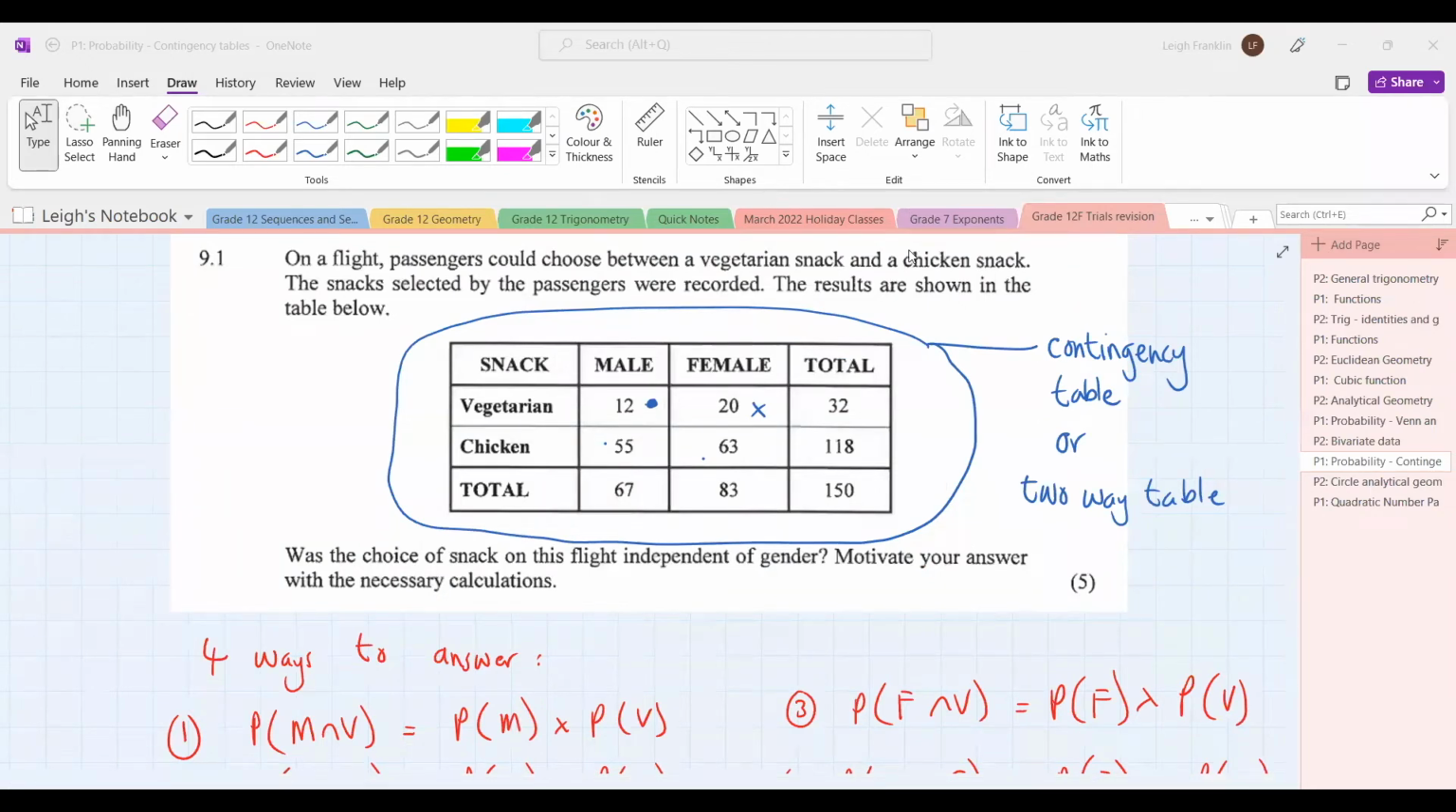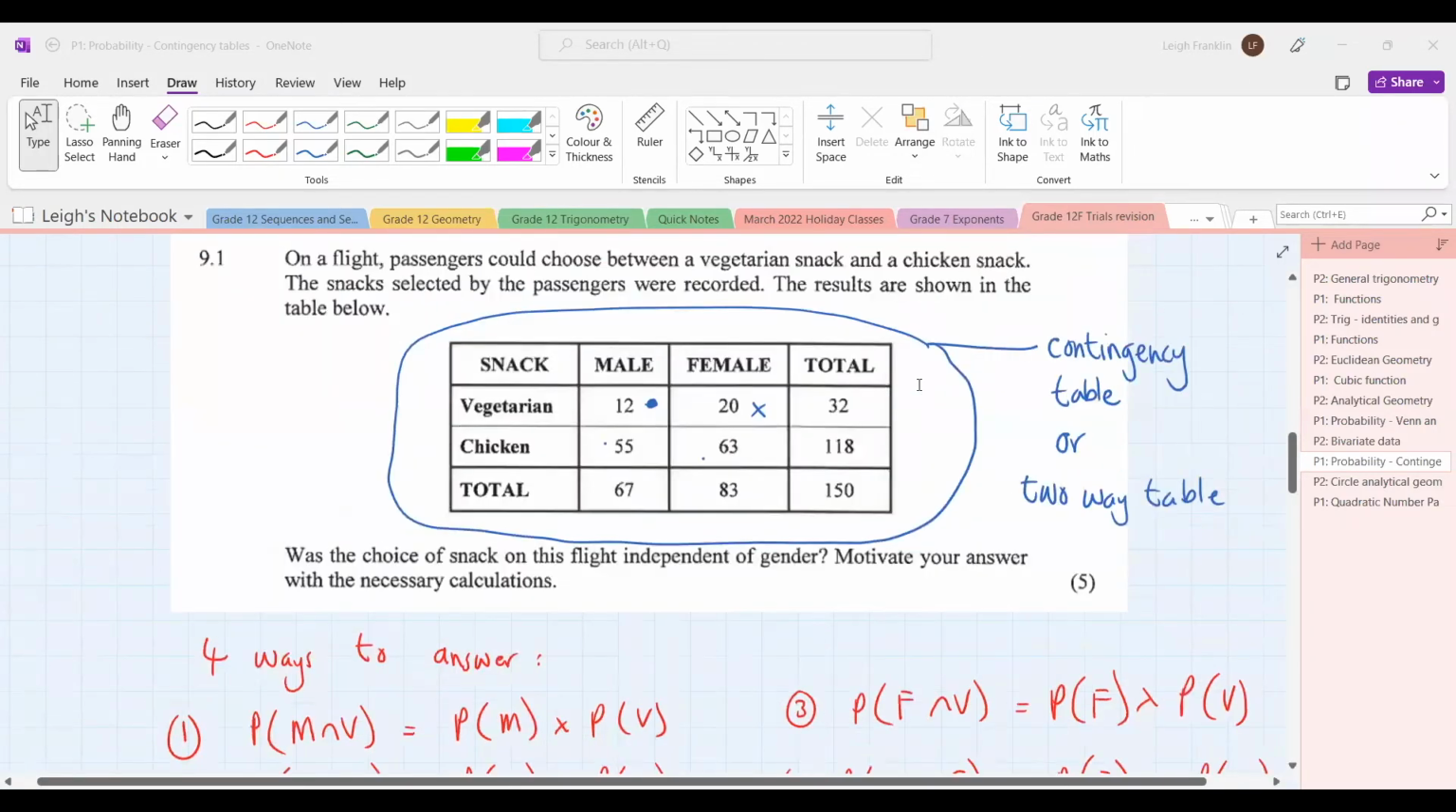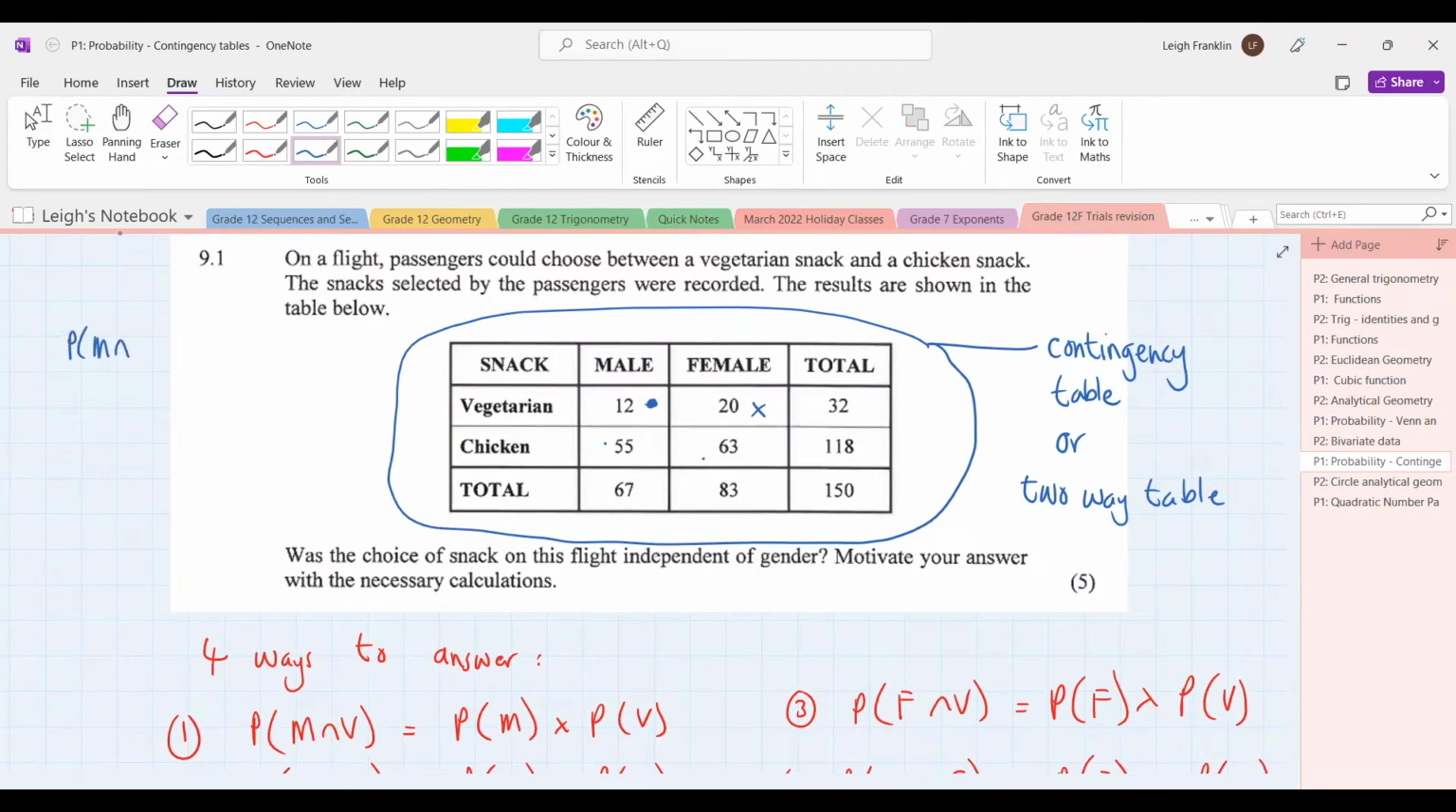Okay, all right, Amanda, let's do it. So we've chosen female and chicken. Let's choose male and vegetarian. Green light. Cool. So male and vegetarian. So the probability of being male and choosing a vegetarian snack. So probability of being male and vegetarian is how much? Male and vegetarian, what would that give us? What probability?